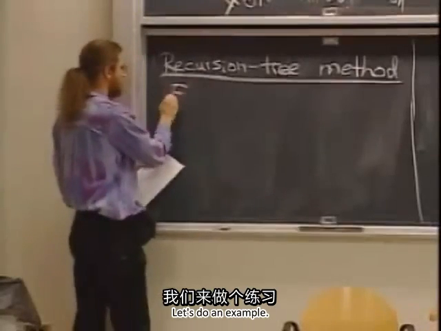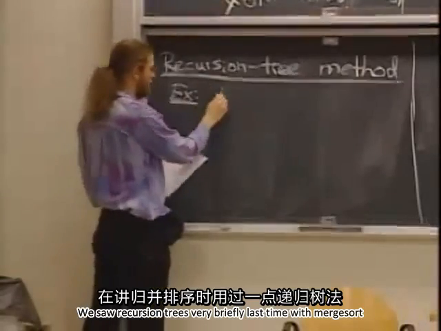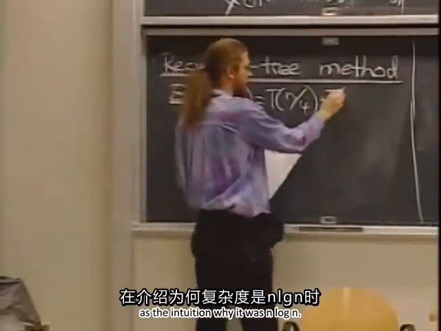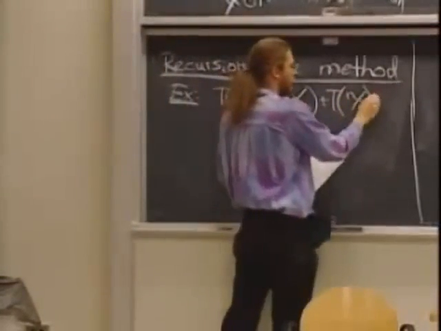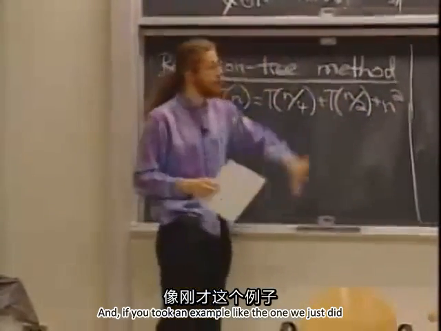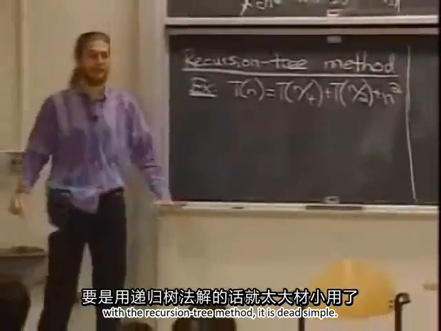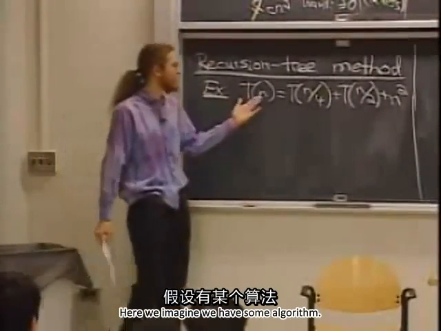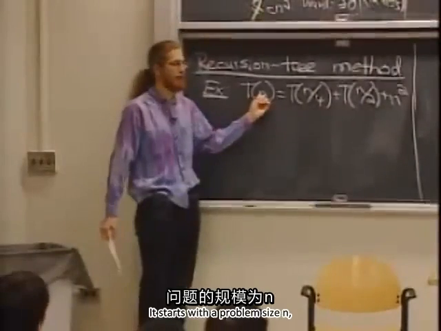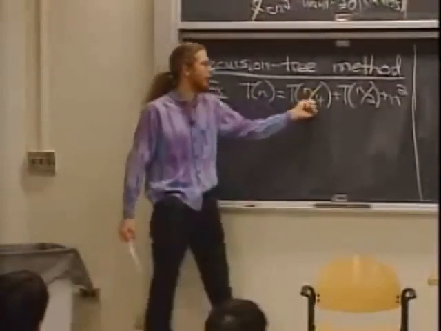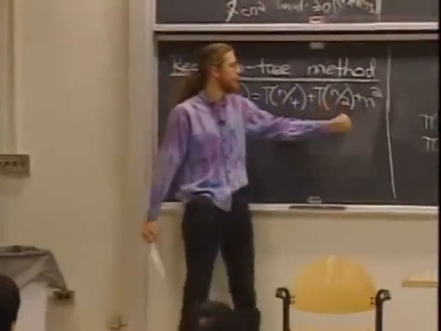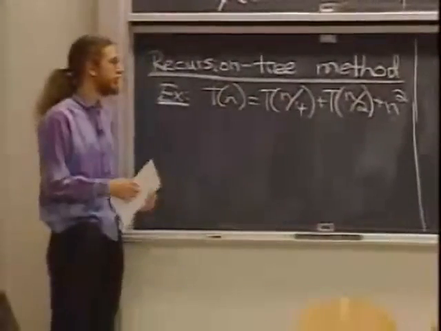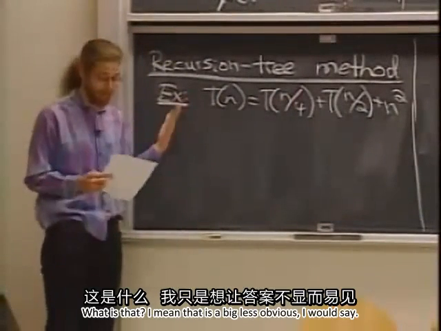So let's do an example. We saw recursion trees very briefly last time with merge sort as the intuition of why it was n log n. If you took an example like the one we just did, it's dead simple. So just to make our life harder, let's do a more complicated recursion. Here, we imagine we have some algorithm that starts with a problem of size n. It recursively solves a problem of size n over 4. It then recursively solves a problem of size n over 2. And it does n squared non-recursive work on the side. So what is that? That's a bit less obvious, I would say.